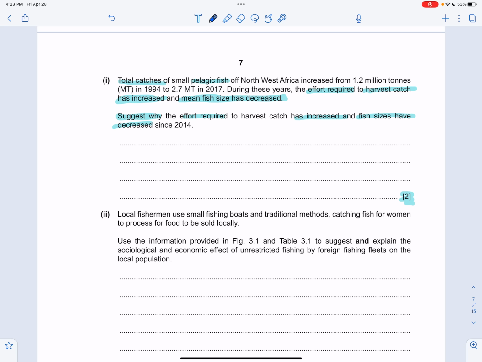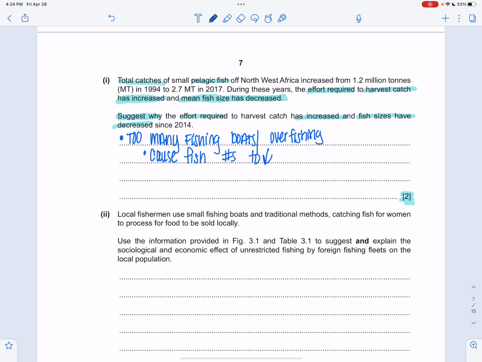So obviously we're going to have too many. Just making sure it's not referencing specifically to local people. Okay. So there's too many fishing boats and there's overfishing. It's going to cause the effort to have to increase. And what would that do to fish numbers? This will cause fish numbers or fish population to decrease. This is regarding their effort.